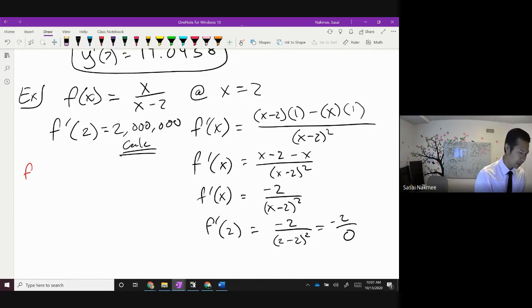don't write it that way. Let's go with this. We're going to say it this way: f of x is not differentiable, meaning you can't take the derivative, at x equals 2.